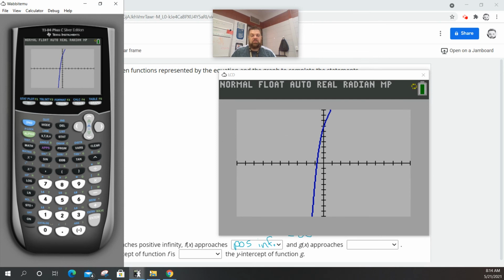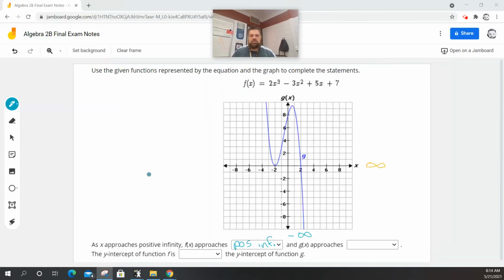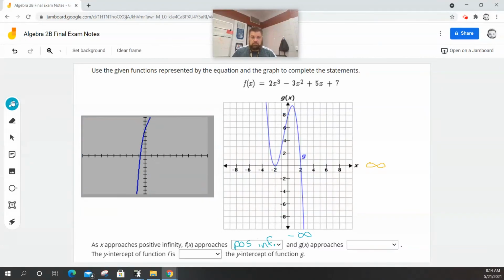All right, so that's what that graph looks like. Let's take a look at that. So this is f of x. All right, this is our function f of x. So by graphing this, same thing, as we go to the right, as x approaches positive infinity, the graph in the y direction, which is also f of x, approaches positive infinity. So that's where that comes from.